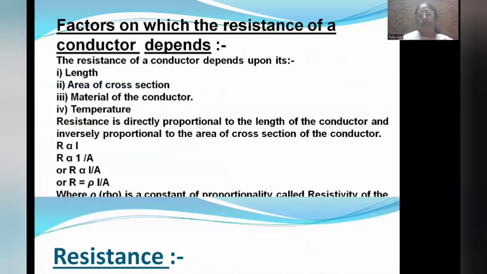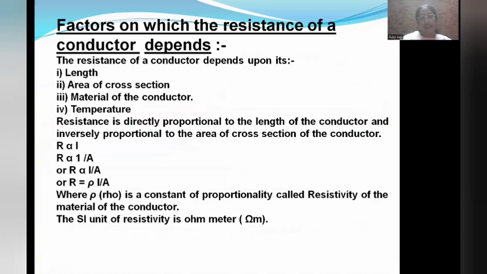Now, the resistance depends on few factors. That is, the length of the conductor, the area of cross-section, the material of the conductor, and the temperature. First, we will see the material of the conductor and the temperature. If you change the material, the resistance will also change. If you change the temperature, then also the resistance will change.